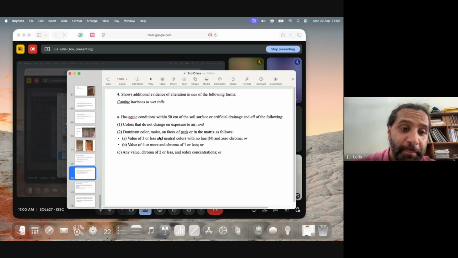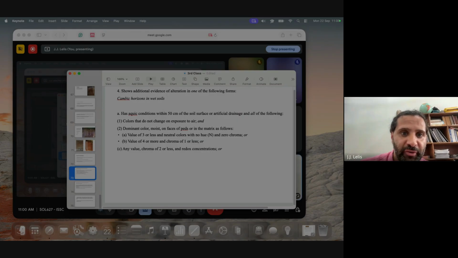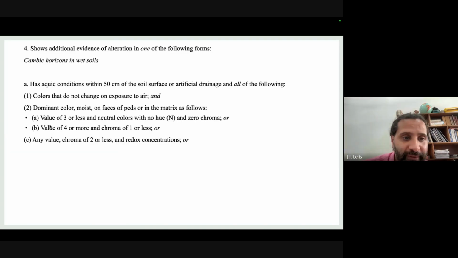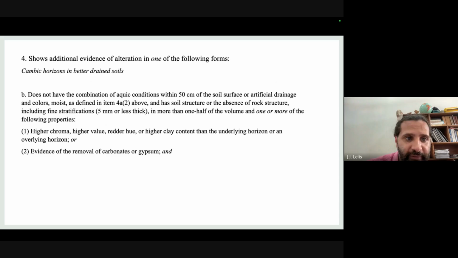Yeah, but it's not a percentage. It's something like a value. Let's say that you identify a color of the underlying horizon, and something that you think could be a cambic horizon. The cambic horizon should register a different color. Let's consider well-drained conditions because it will be easier. In well-drained conditions, or at least soils that are not flooded, they should register higher chroma, higher value, or rather hue, or a higher clay content.